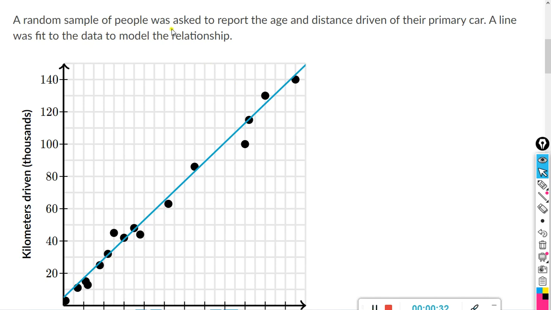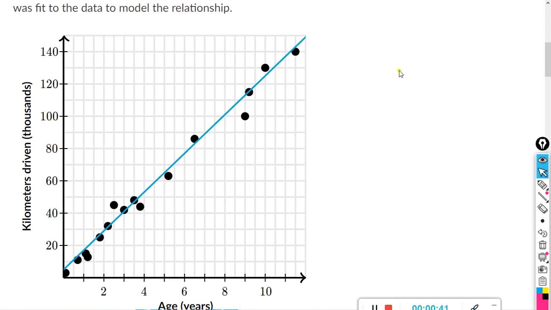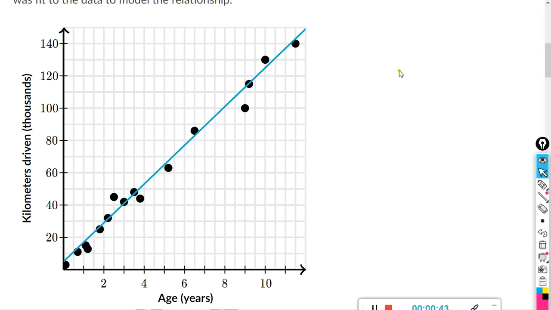All right, so a random sample of people was asked to report the age and distance driven of their primary car. A line was fit to the data to model the relationship. So we have to write the equation of the line. And if you recall, the equation of a line is y equals mx plus b.